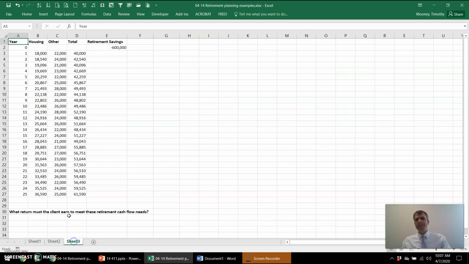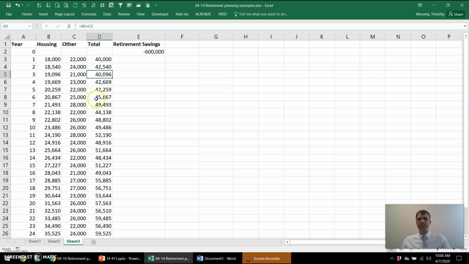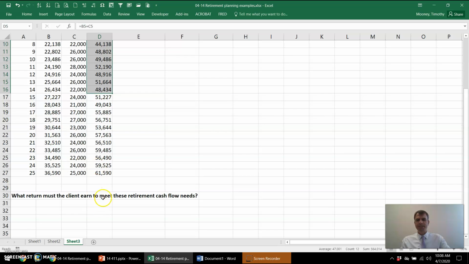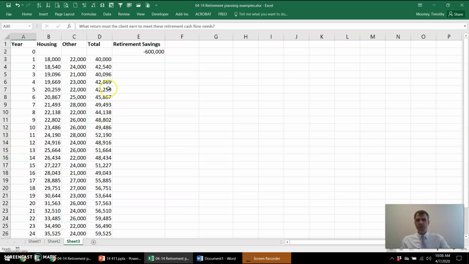And then finally, on this last tab, similar to the first example, but a little bit more complicated. If you look at these formulas, it looks like housing expenses increase with inflation. And then here's these other expenses, which we've taken the forecast as given. In the previous video, we talked about how estimating these in real life can be challenging. And then we've got a total retirement cash flow need for each year with the 25-year investment horizon. And so what return do you have to earn to fund this stream of retirement cash flow needs?